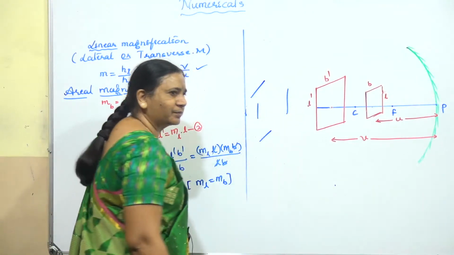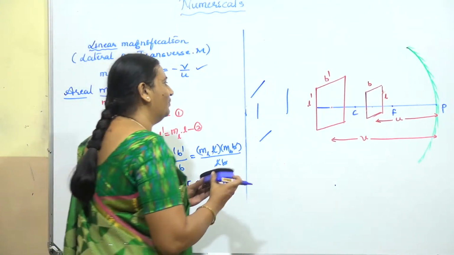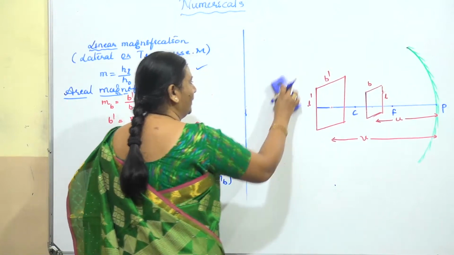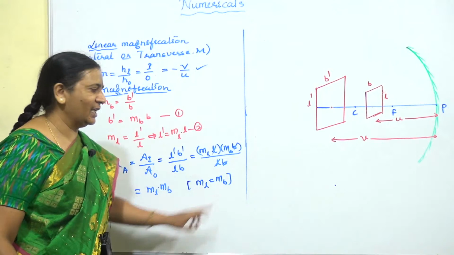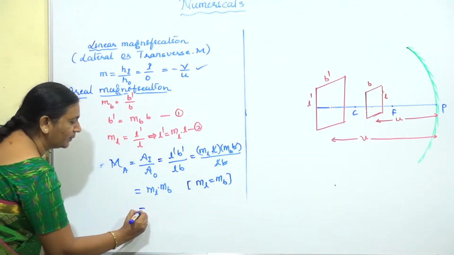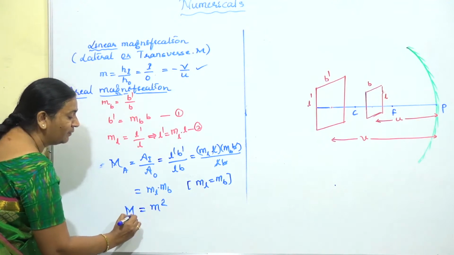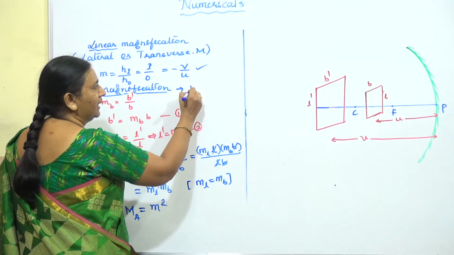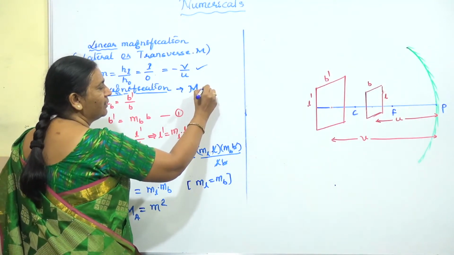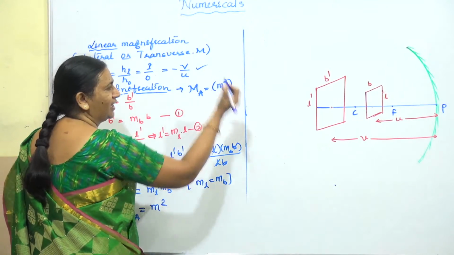That won't happen. You are having all the things together, the frame as a frame itself. So we are having both of them as the same itself. So I can take it as M square. So what is the aerial magnification given by? Aerial magnification is the square of the linear magnification.